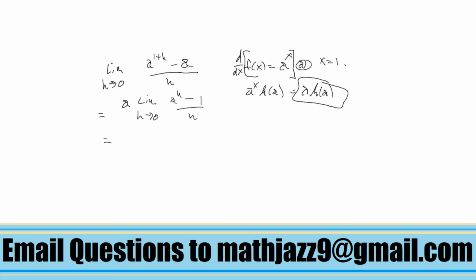So what we get here is a to the h goes to 1, 1 minus 1 is 0, and the denominator goes to 0. 0 over 0 is an indeterminate form, so we can use L'Hopital's rule. That's going to be the limit as h goes to 0 of a to the h ln a minus 0 over 1. As h goes to 0, a to the h goes to 1. 1 times ln a is ln a. And then we multiply by this a. A ln a is our answer.